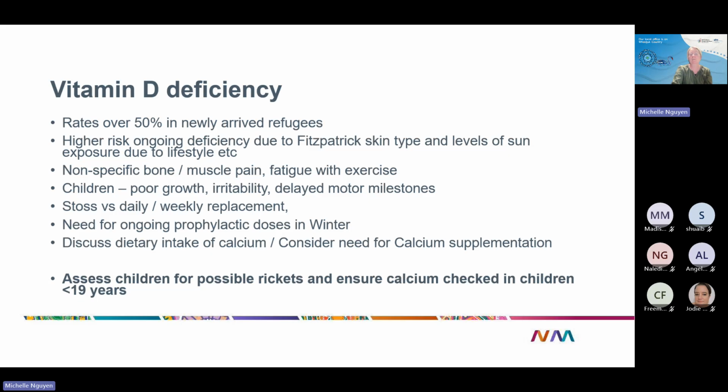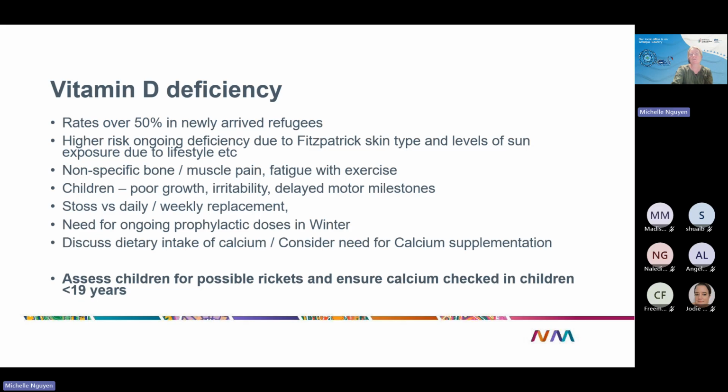And I also counsel people about the need for ongoing prophylactic doses, especially in winter, if there are ongoing risks, and discuss dietary intake of calcium and consider the need for calcium supplementation. We also do assess children for possible rickets if they're vitamin D deficient, and we check calcium levels in children under 19 years of age. I'm not going to go into a lot of detail with rickets, because I think the next talk is from one of the paediatricians, and I suspect that he'll probably mention that.